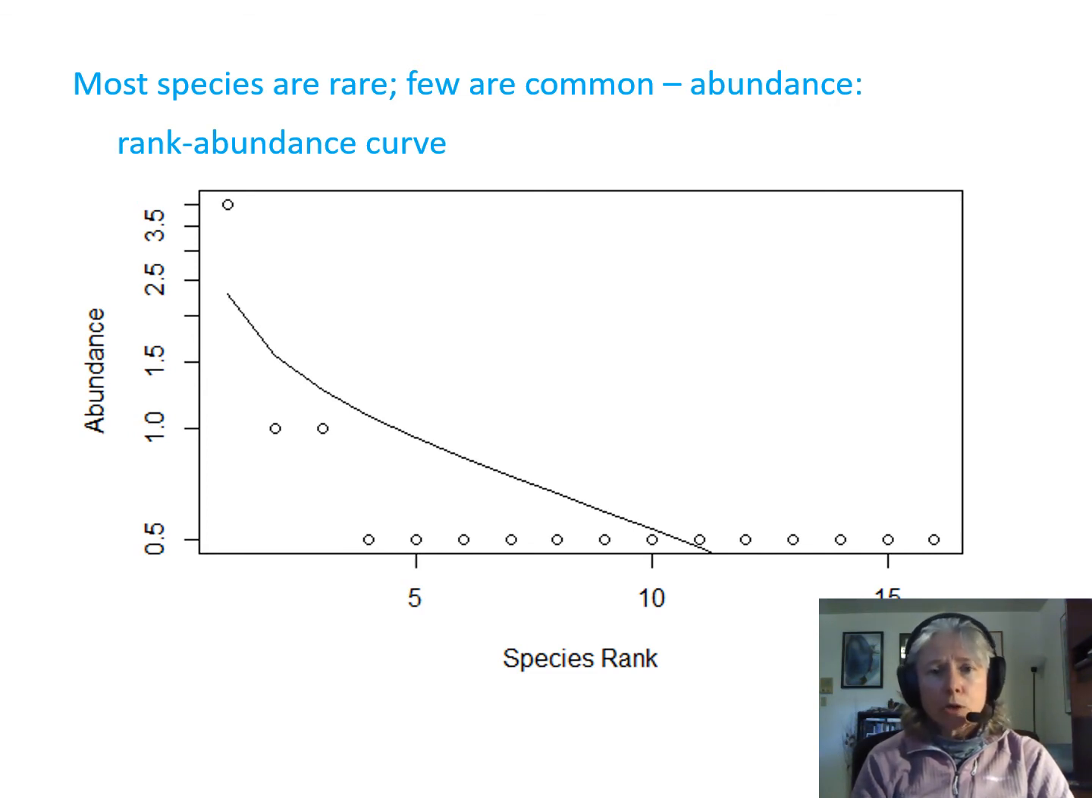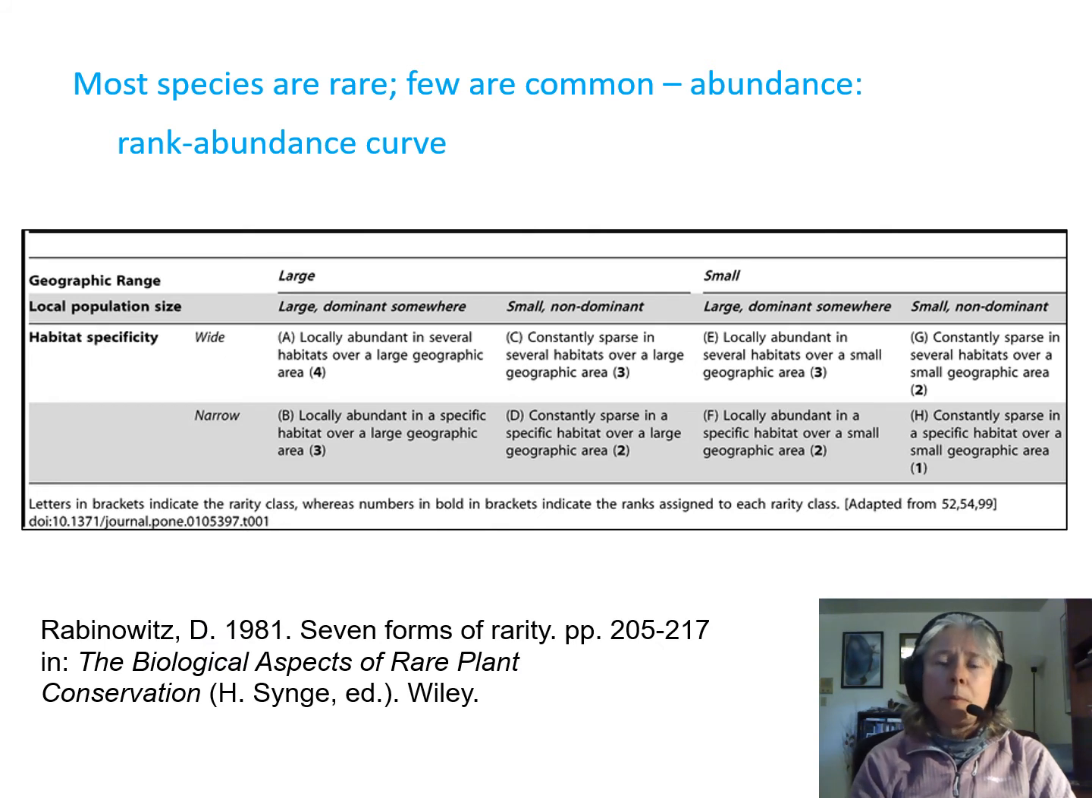There is rarity of occurrence and rarity of abundance. And speaking of rarity, Deborah Rabinowitz came up with what she called 7 forms of rarity based on 3 traits. One of these is the geographic range of a species, in other words, its occurrence. Then also on the population size of a species, in other words, its abundance, and then on its habitat specificity.